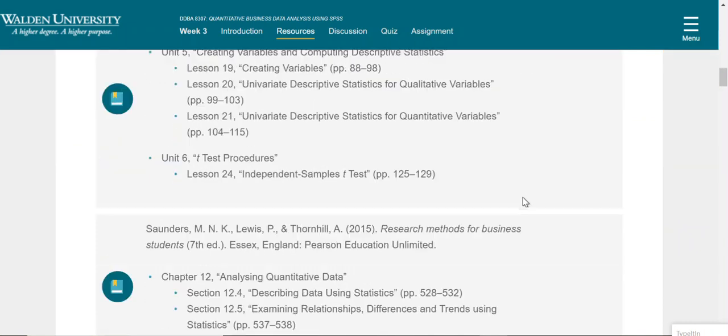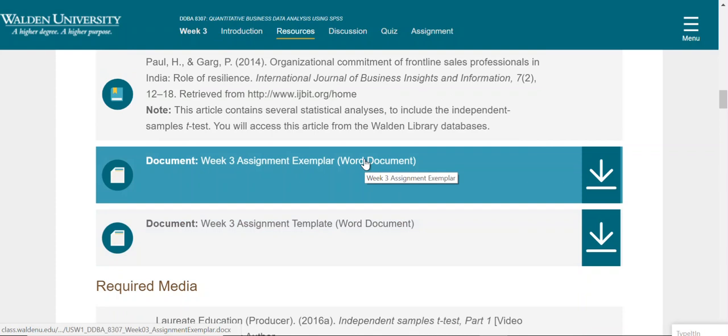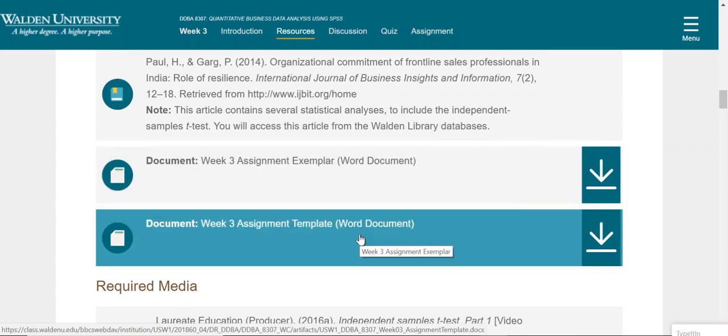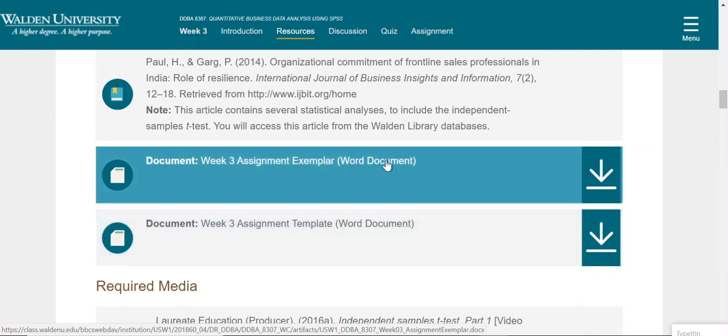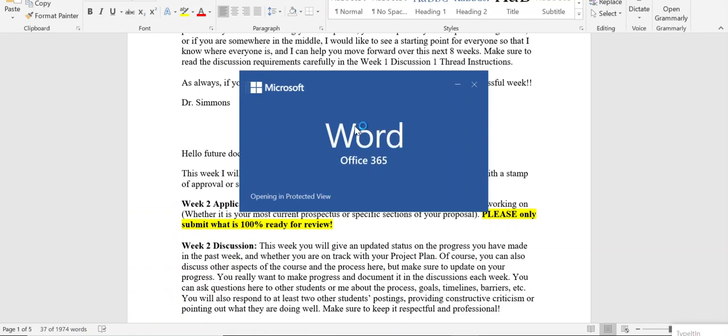So here's our learning resources, our readings for the week. Notice that we have a document exemplar and a template. The template you can use to submit your assignment. You can fill that out. The assignment exemplar is just that. It's just an exemplar that Dr. Taylor has laid out that shows you the different places where to insert your information.